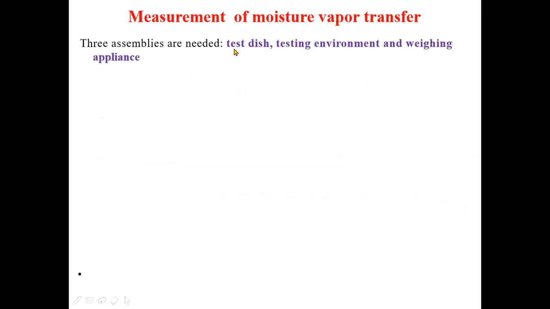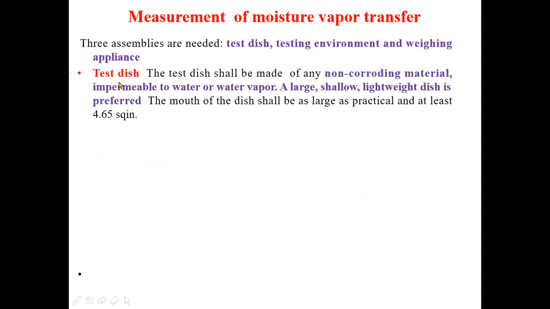Now in this measurement, three components are important. One is the test dish, another is the testing environment, and another is the weighing appliance. The first one is the test dish. The test dish shall be made of any non-corroding material impermeable to water vapor. A large, shallow, lightweight dish is preferred. The mouth of the dish shall be as large as possible, and it should be at least 4.65 square inch.